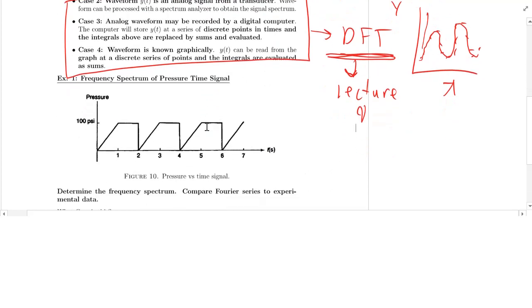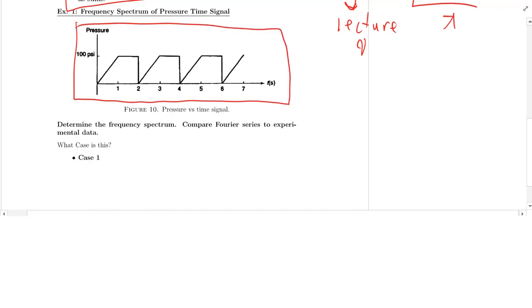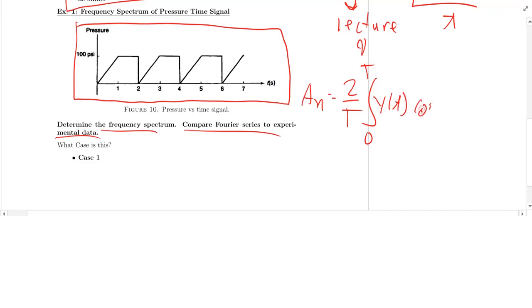So let's look at our first example. Let's look at the frequency spectrum. We want to determine the frequency spectrum from this, our original signal. Now I want the frequency spectrum and I want to calculate the Fourier series as well. So first thing we want to ask ourselves is, if we want the frequency spectrum, we need to calculate this. Like I already mentioned, we already know how to write this: y of t times cosine 2 pi n t over period, dt.